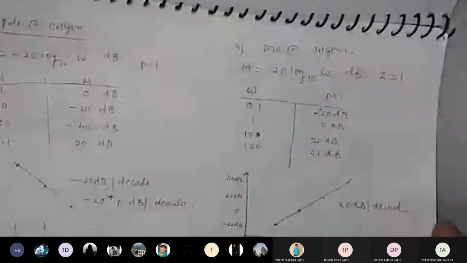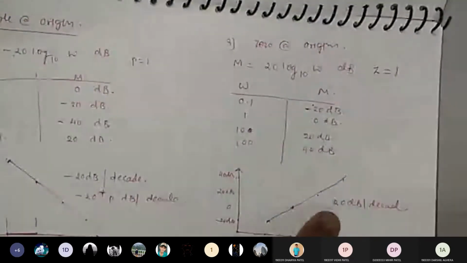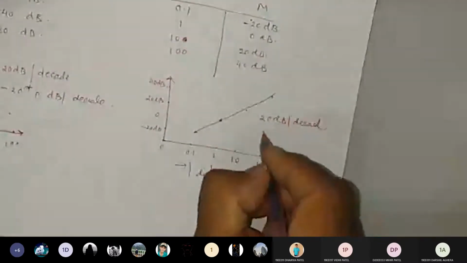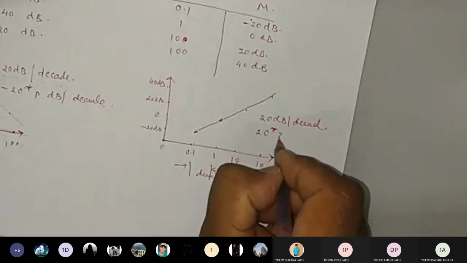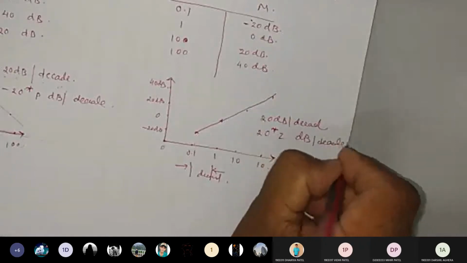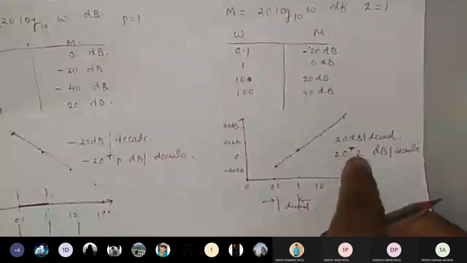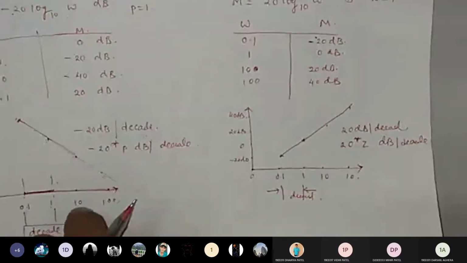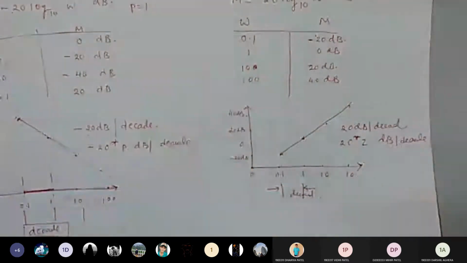Okay, so for a zero at the origin, we will be having a slope of 20 dB per decade. In general, 20 into Z dB per decade. If Z is 2 then it will be 40 dB per decade, and if it is 1 it will be 20. Okay, so this is the contribution made by this factor.